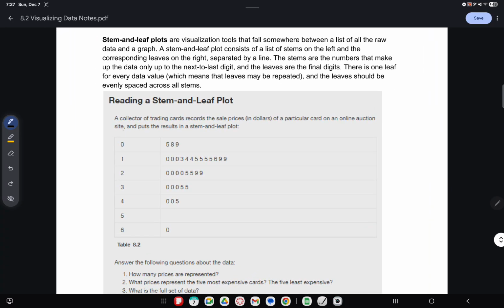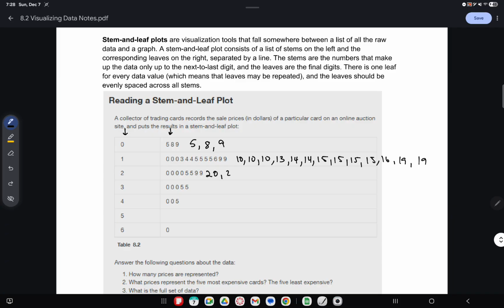So we have one column called the stems, which depends on the type of data, but it's going to be the tens digit. And then the leaves are the ones digits. So if I listed out these numbers, this is 5, 8, 9. And then this next one, we'd have 10, 10, 10, 13, 14, 14, and then 1, 2, 3, 4 15s. A 16, and then 2 19s.